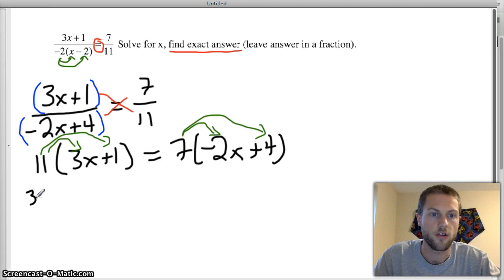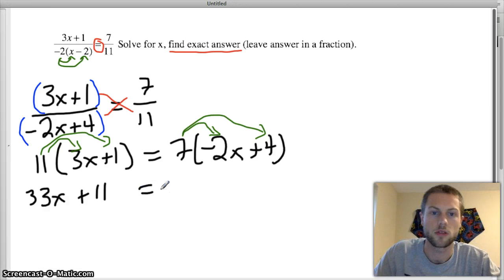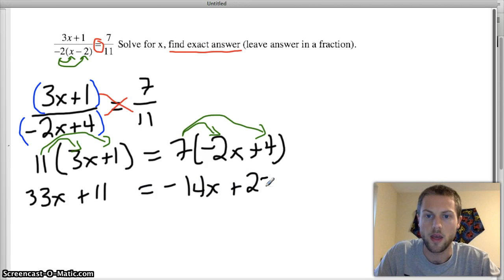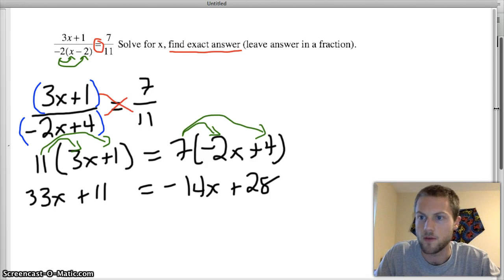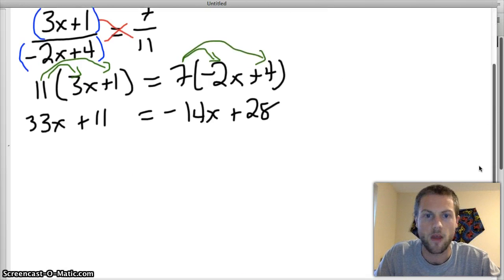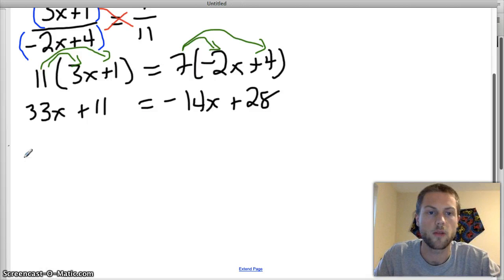So what do we get? 33x plus 11 equals negative 14x plus 28. Scroll down a little. Oh, that was the answer, if you were curious. Okay, let me scroll down a little bit here.